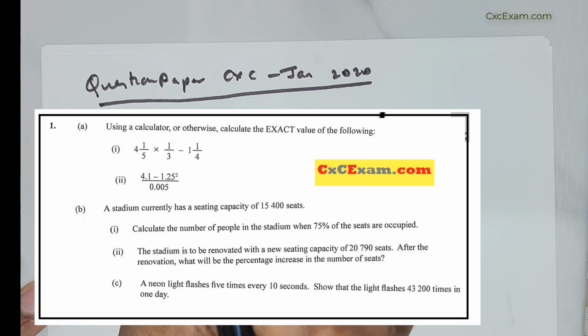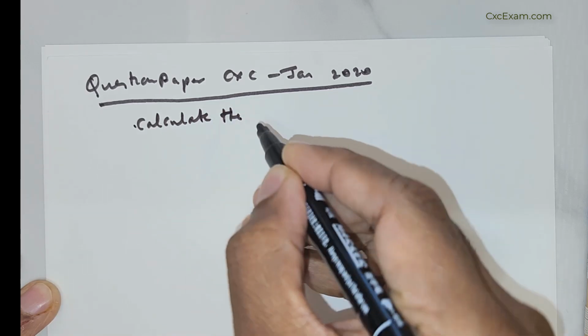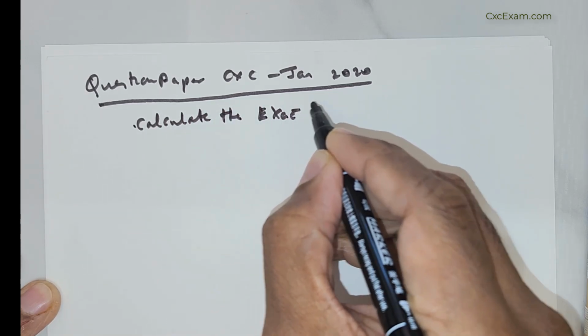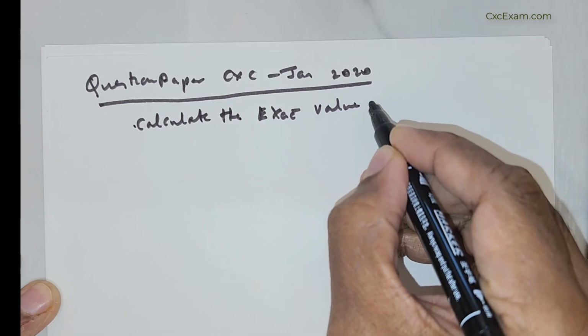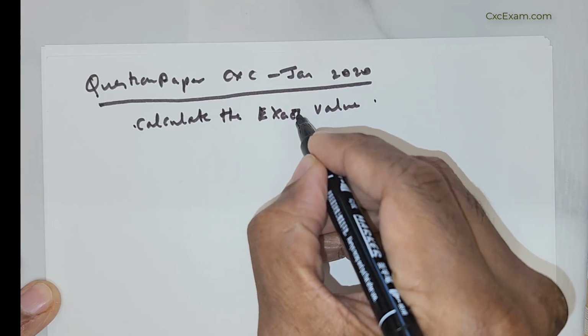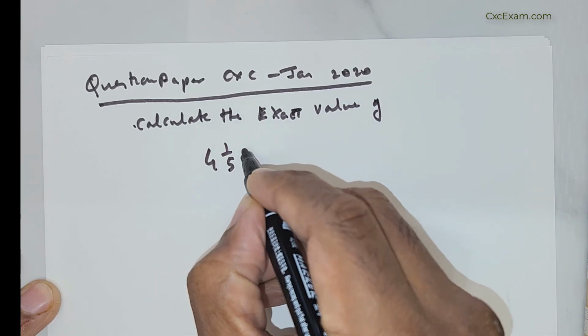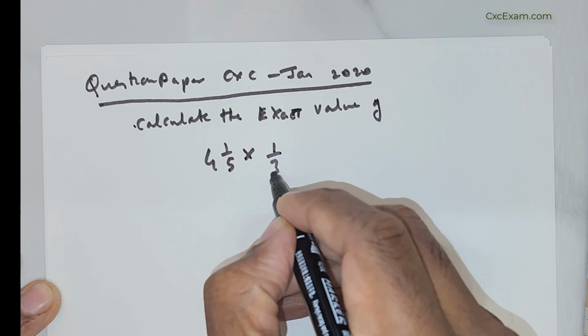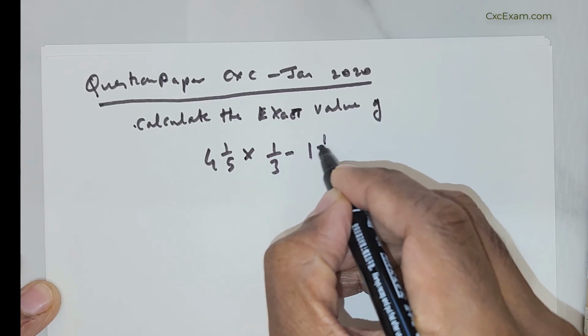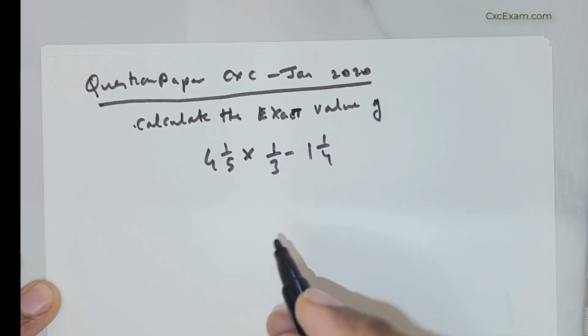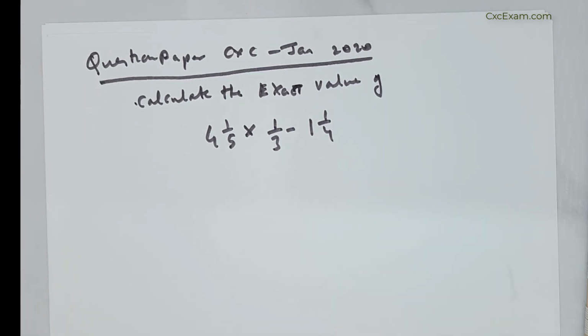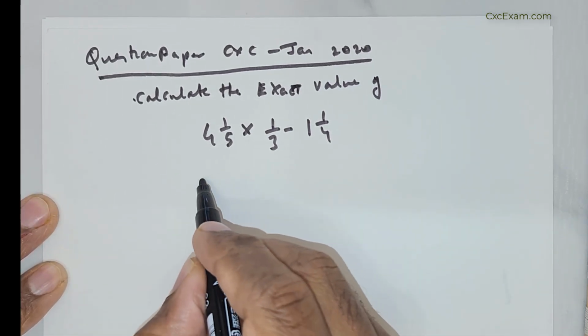You have to calculate the exact value of 4 1/5 multiplied with 1/3 minus 1/4. So you can pause the video and try this question. Okay, so let's see how to do this.